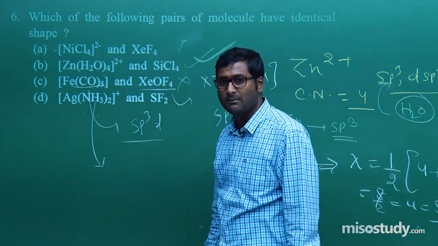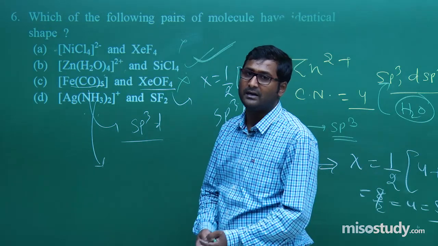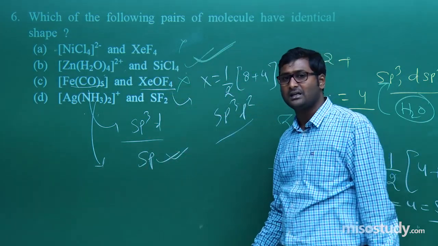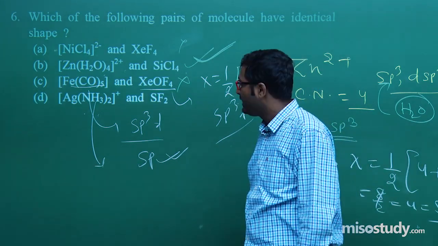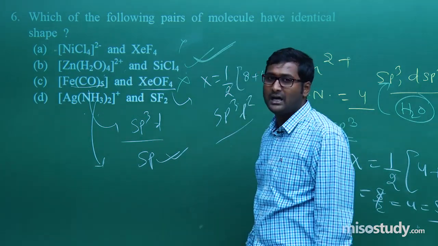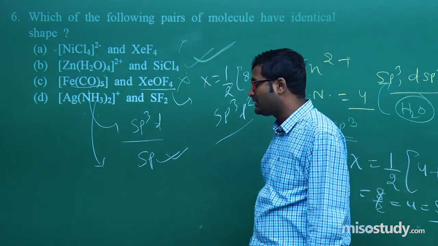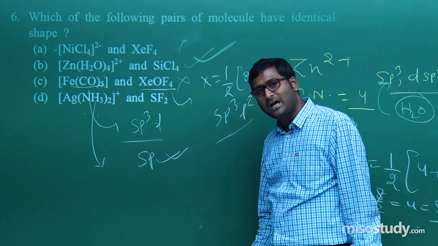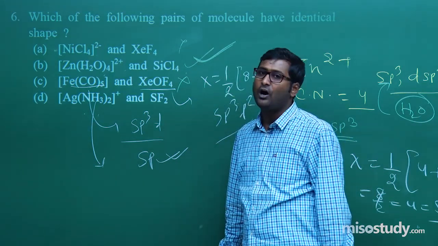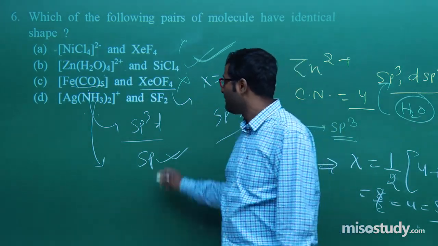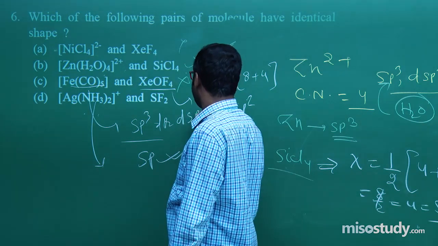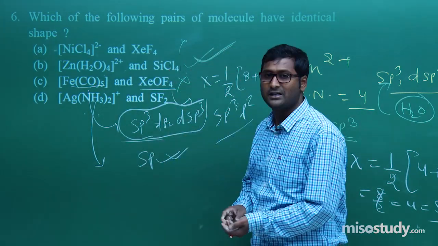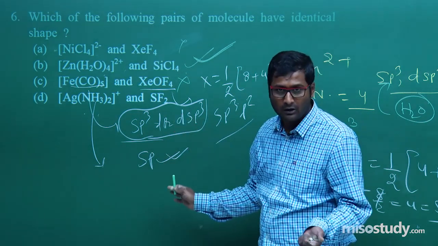If I talk about [Ag(NH3)2], here the coordination number is 2. If the coordination number is 2, the hybridization is sp. If the coordination number is 3, the hybridization will be sp2. If the coordination number is 4, the hybridization will be either sp3 or dsp2. If the coordination number is 5, the hybridization will be sp3d or dsp3. According to the ligand strength, we will write inner orbital complex and outer orbital complex.